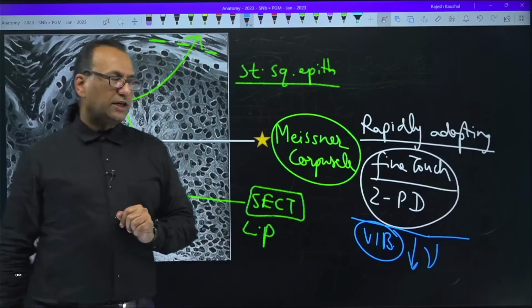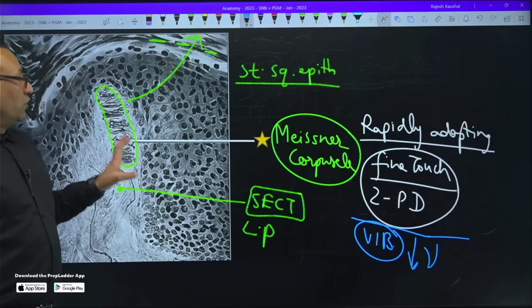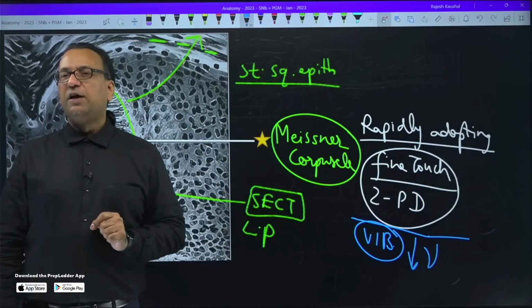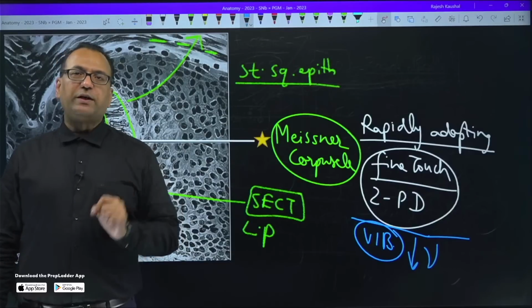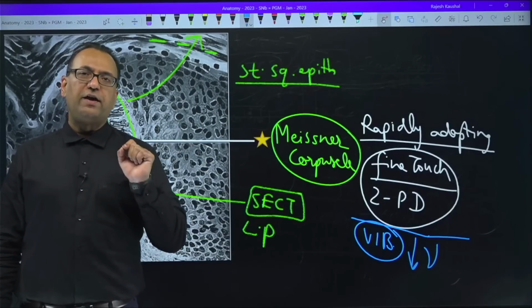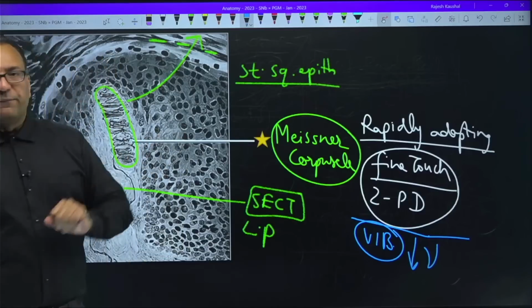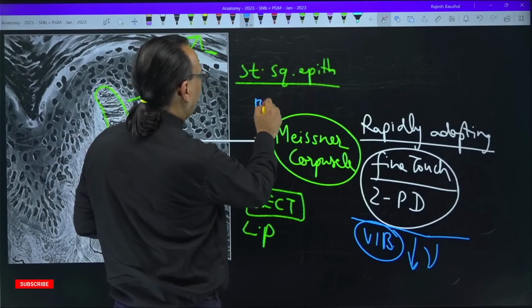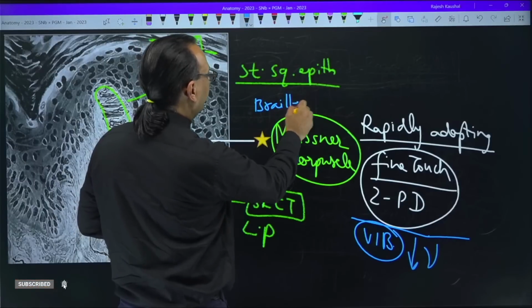Now a question comes, it will ask which receptor you use for reading Braille. Which receptor you use for reading Braille? Your answer is Meissner corpuscle. So Meissner corpuscle is helping us in reading Braille.